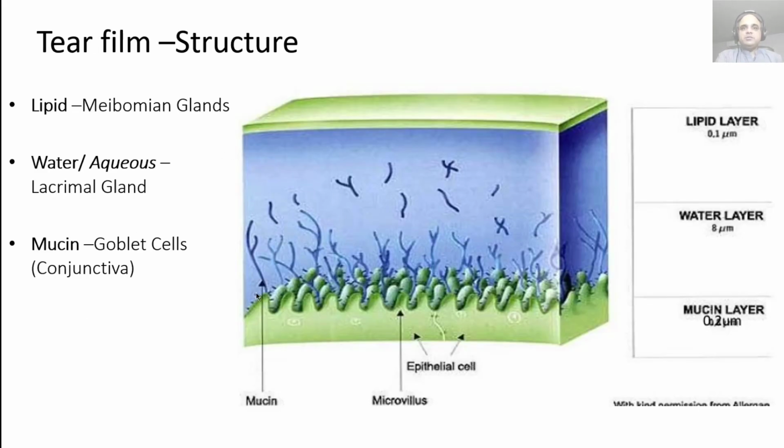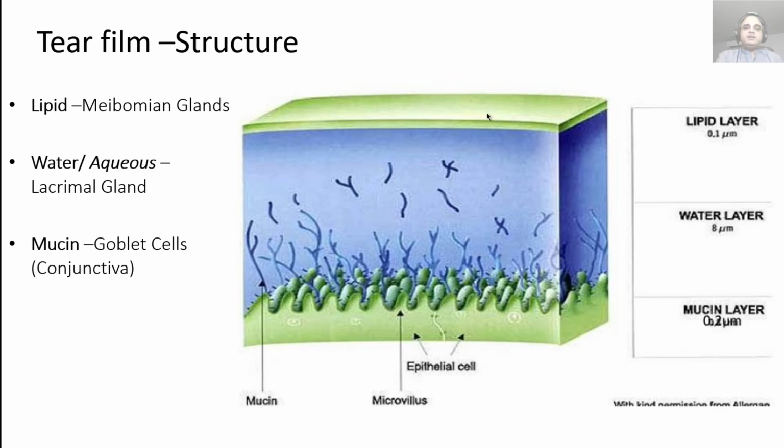This is the structure of the tear film. It's described as a tri-layer. The superficial-most layer, the one that's on the top, is the lipid layer produced from meibomian glands. Then is your aqueous or watery phase produced by the lacrimal gland. And finally, you have your mucin produced by conjunctival goblet cells.